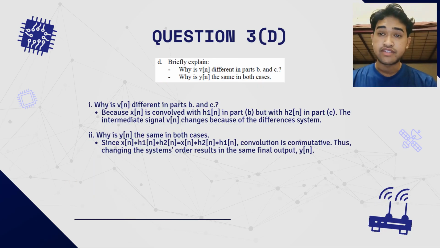For question D, here we compare the new v[n] and y[n]. We observe the intermediate signal v[n] in question B is different compared to question C because the input passed through a different system first. However, the final output y[n] remains the same.